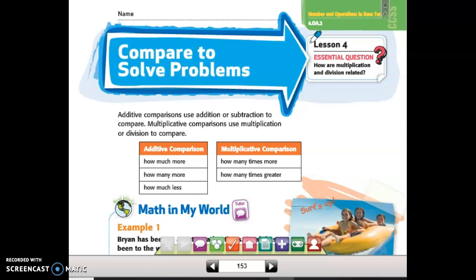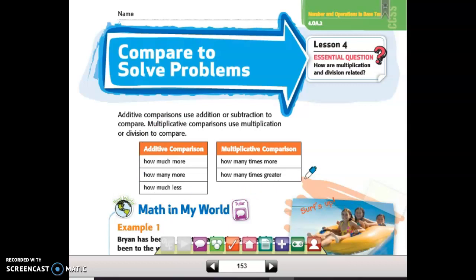Chapter 3, Lesson 4, How are Multiplication and Division Related? Today we are comparing to solve problems. Additive comparisons use addition or subtraction to compare. Multiplicative, that's a mouthful, comparisons use multiplication or division to compare. So we're going to talk about those.